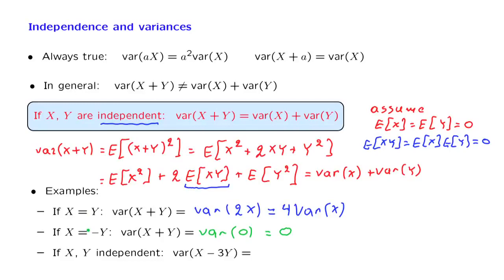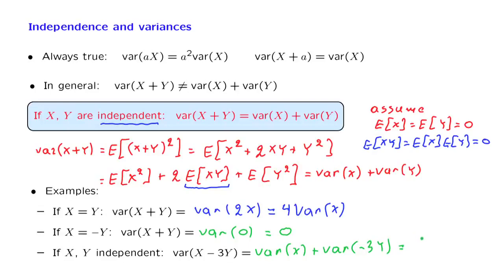So these two examples indicate that knowing the variance of each one of the random variables is not enough to say much about the variance of the sum. The answer will generally depend on how the two random variables are related to each other and what kind of dependencies they have. As a last example, suppose now that x and y are independent. X is independent from y, and therefore x is also independent from minus 3y. Therefore, this variance is equal to the sum of the variances of x and of minus 3y.